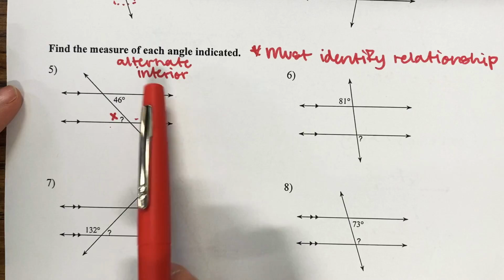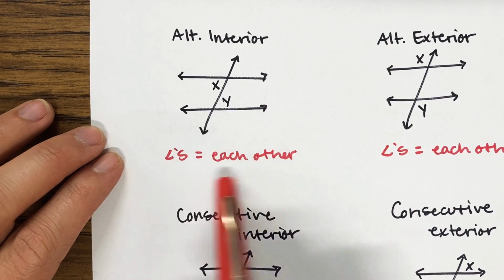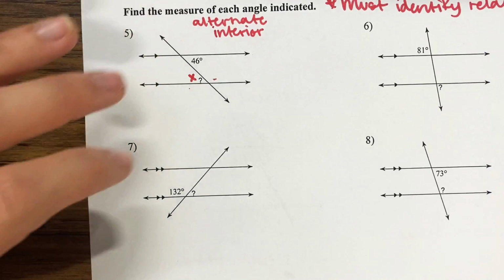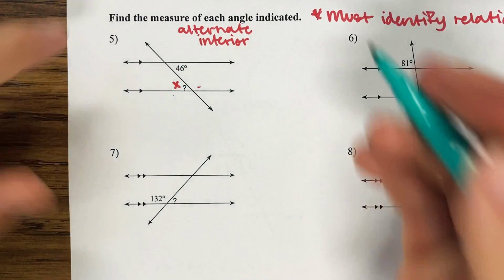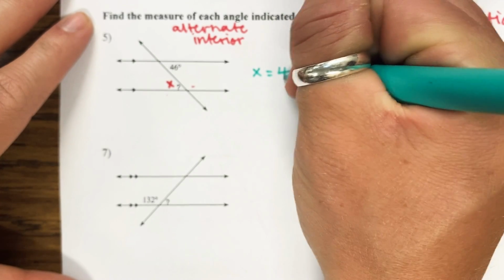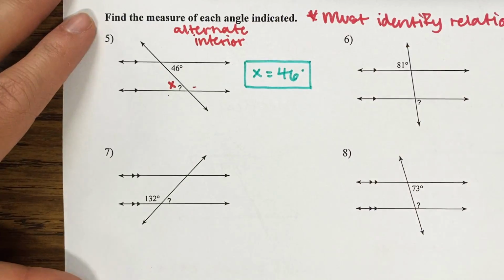Okay, well what are alternate interior angles equal to? Flip over your paper if you need to remind yourself. They're equal to each other. So that's really easy. So we know that if that guy is 46, then X also equals 46 degrees. And there we go.